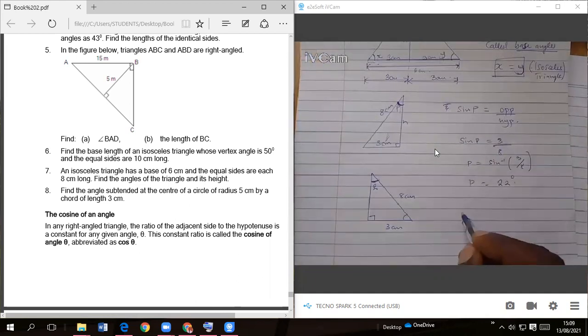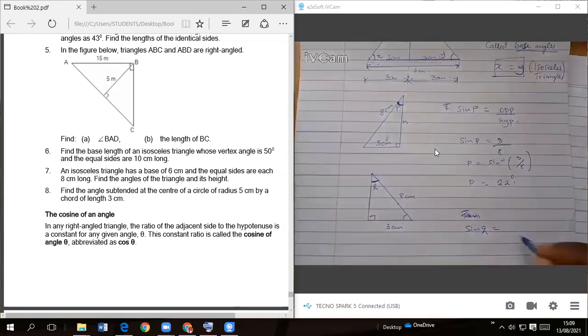So we shall have tan, sorry, I don't know why I like tan. So we shall write sine Q equals the opposite, which is 3, over the hypotenuse, which is 8. The same thing, isn't it? So it means that my Q is sine inverse of 3 over 8, and my Q is 22.